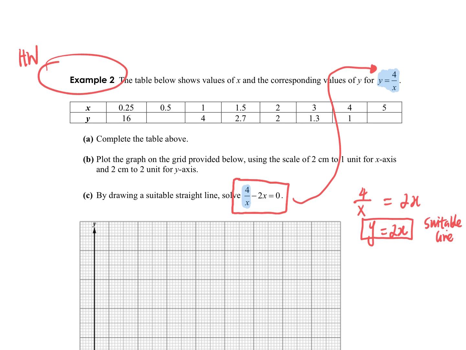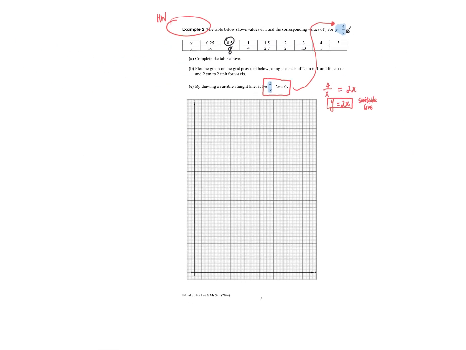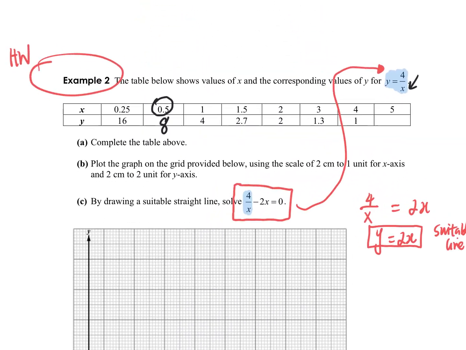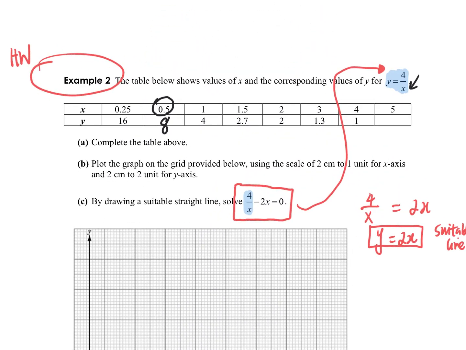Okay, let's finish this. Substitution, I believe I don't have to go through anymore. If you sub in x here, you will get 8. This one is x equals 5. If you sub in 5, you will get 0.8. So they will usually give you 1 mark for completing the table. Okay, that's the first one.